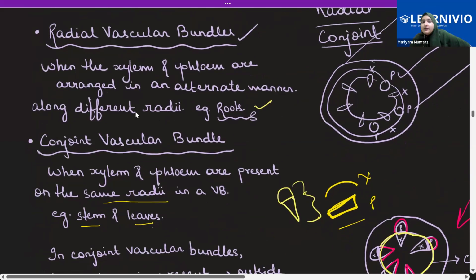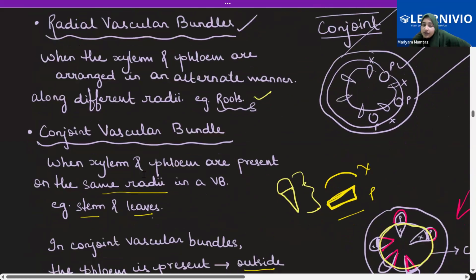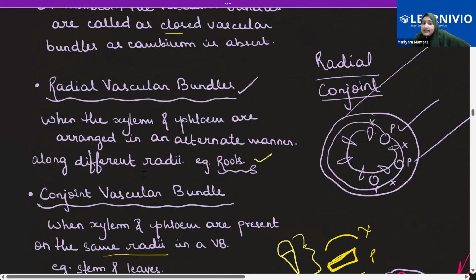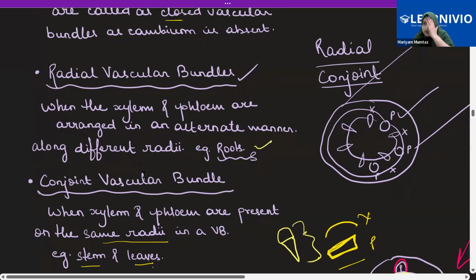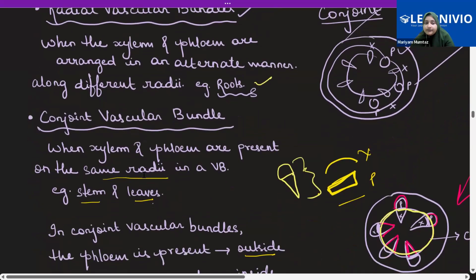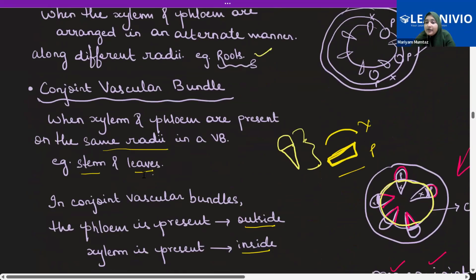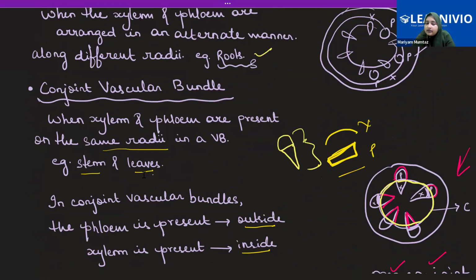Now, the vascular bundles are going to be called radial or conjoint. When is the vascular bundle called radial? Radial vascular bundles are those arranged along different radii, meaning at different radius. You have one circular portion for one vascular bundle, then another, then another. So if they are present at different radii, we call them radial vascular bundles. Conjoint is when the xylem and the phloem are present on the same radius. So we call them conjoint vascular bundles. Clear?